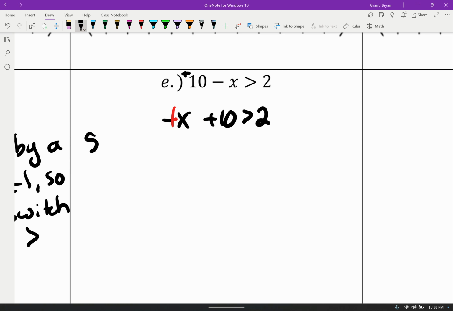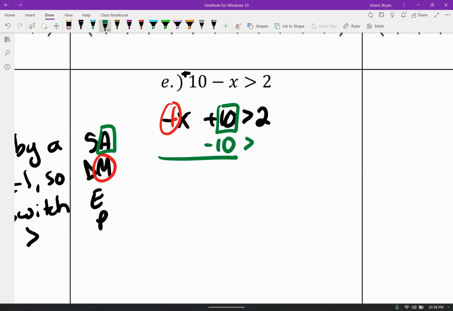Okay, thinking back to SADMAP, I now see that there are two numbers attached to x. There's a -1, which is multiplying, and there's a 10, which is, of course, adding. What do we undo first? Well, the 10. So let's subtract 10 from each side. And this is -1 times x is greater than, let's say, 2 minus 10. That's -8.